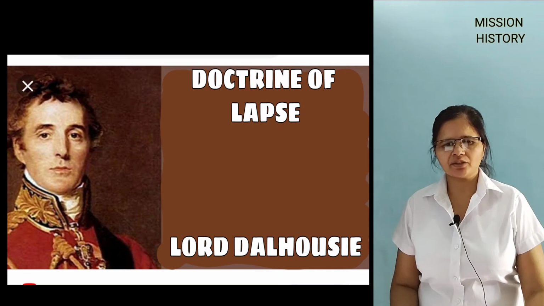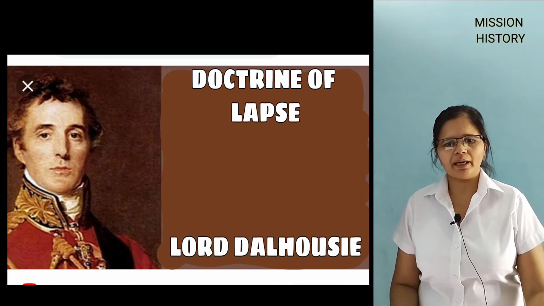The second device which was used by the British East India Company against Indians was the doctrine of lapse. The doctrine of lapse was introduced by Lord Dalhousie. According to this doctrine, if any Indian ruler dies without leaving a male heir to his throne, his kingdom would be automatically passed over to the British.